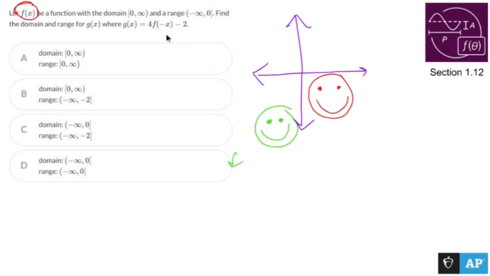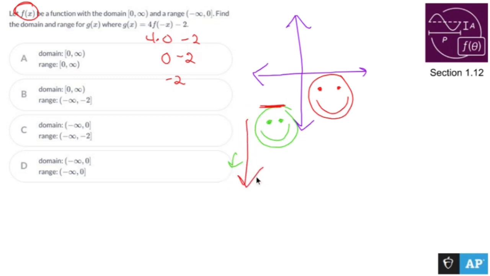So if I plug in 0 for x, and I multiply 4 by 0 and then subtract 2, that becomes 0 minus 2. That becomes minus 2. So my range starts at negative 2 and goes down forever. And the only one that has that as an option is C.